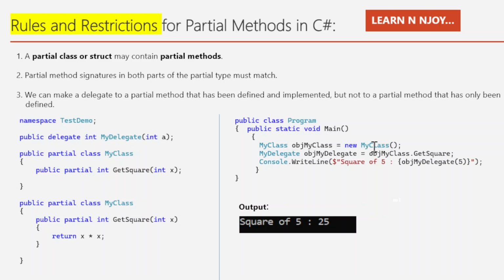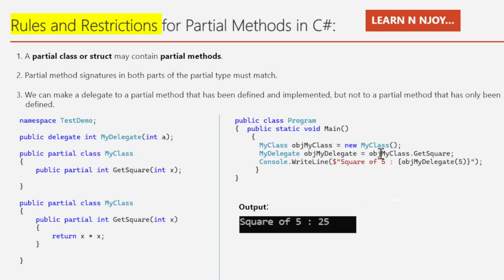So basically what I am doing here in the second statement, I am just assigning the method of this object, my class dot get square. Get square is defined in this class my class, and we are just giving this get square name with the help of object name, right? That's what I have written, obj my class dot get square.